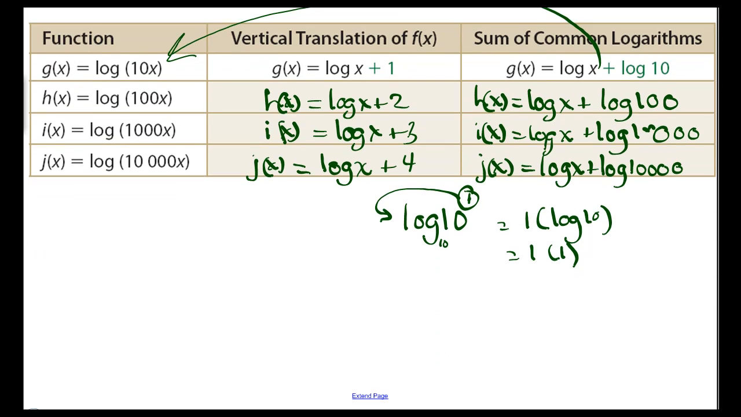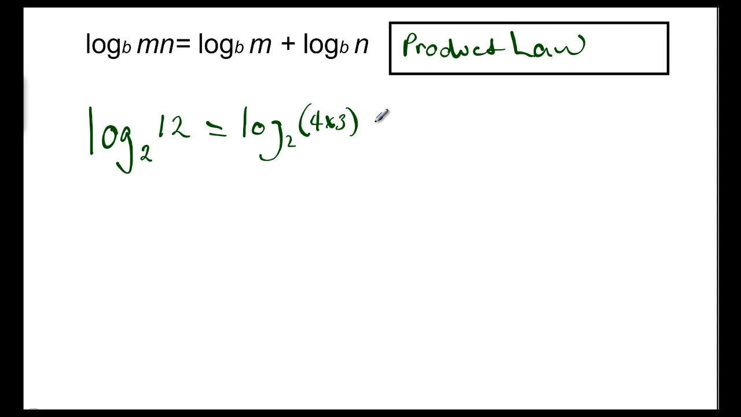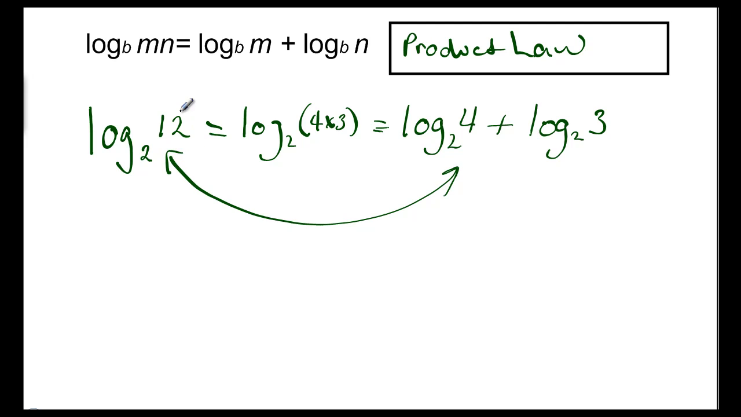So when we look at the product law, an example might be something along the lines of this. If we have log base 2 of 12, that is the same thing as 4 multiplied by 3, which can then be separated to log base 2 of 4 plus log base 2 of 3. So it allows us to separate or combine the number out in front. So this is the product law.